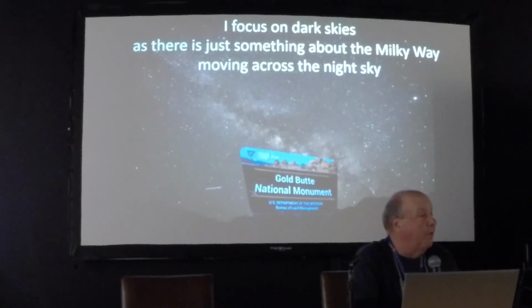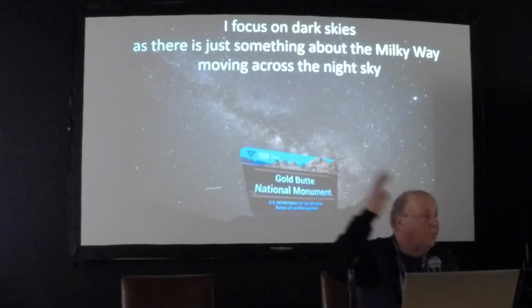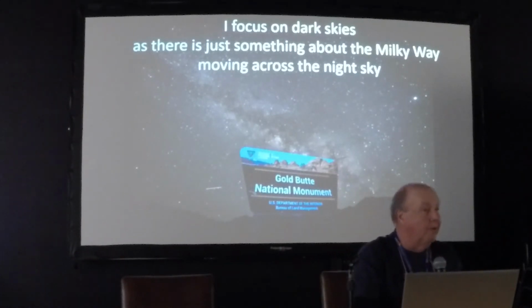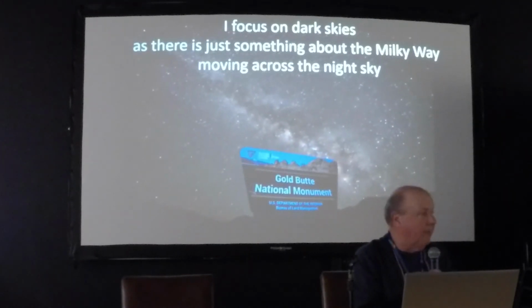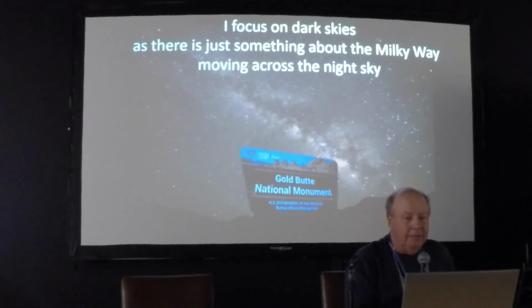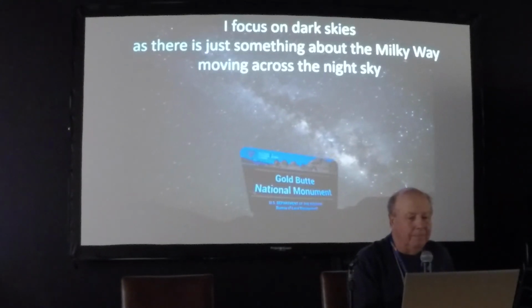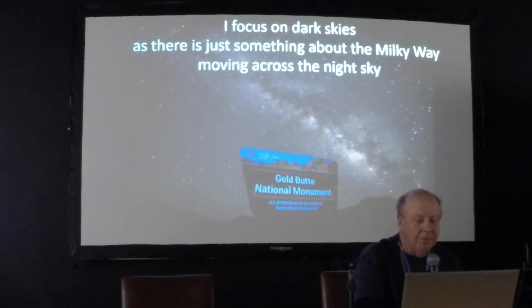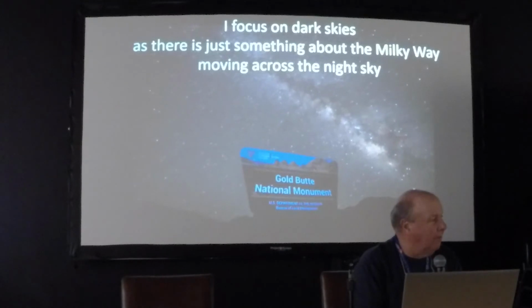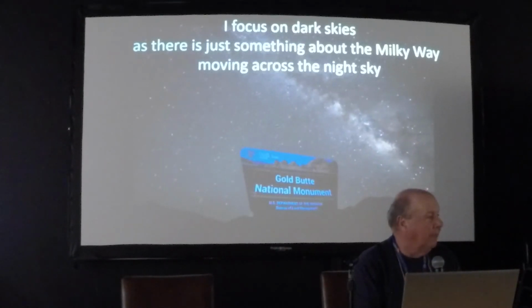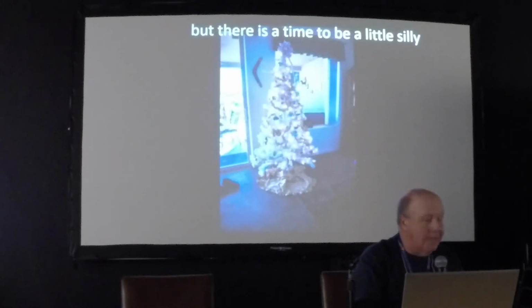I like to focus on dark skies. There's just something about the Milky Way moving across the night sky, even though I'm usually asleep while it's doing it. Here's Gold Butte. We were talking about airplanes in Gold Butte. They're slowing down a little bit because it's getting past 2 in the morning. What's the light source on the sign? The light source, believe it or not, is my black light that I use to find scorpions. Oh, nice. For some reason that fit, and it lasted. I was surprised the batteries lasted. And there is time to be a little silly.